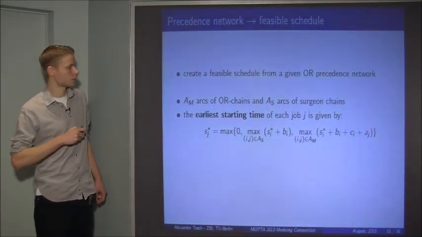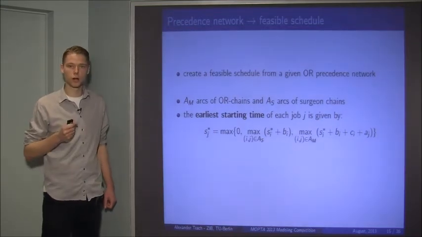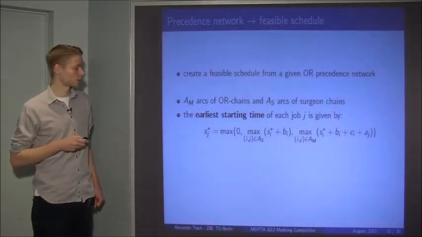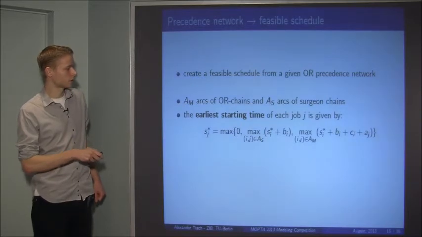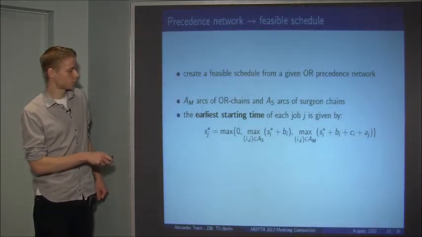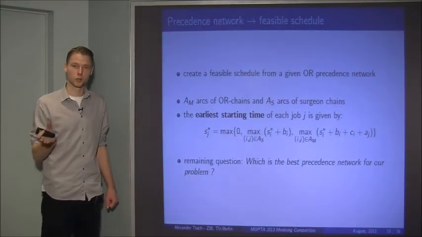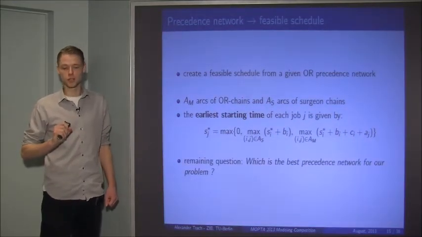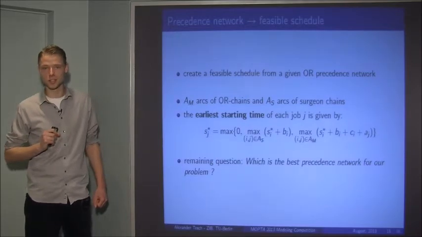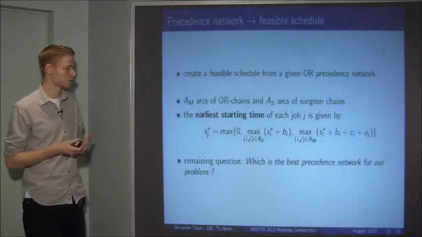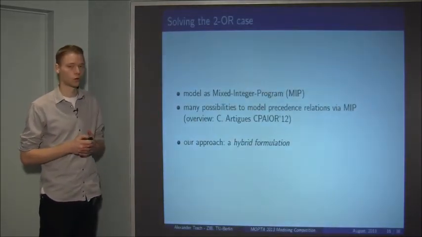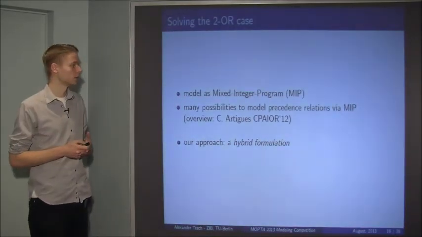We just consider the set of operation room arcs and the set of surgeon arcs, and then we can compute the early starting times of each job by this function, and this yields a feasible schedule. But the remaining question that we actually want to solve is which is the best precedence network for our problem. So this is still open, and now we want to solve this with mixed integer programming.